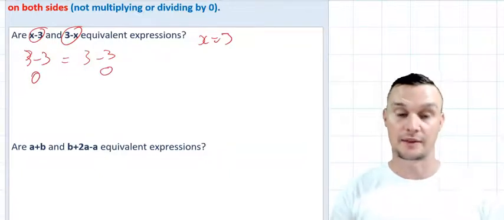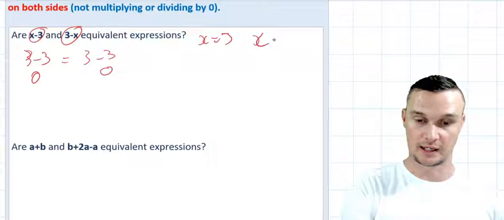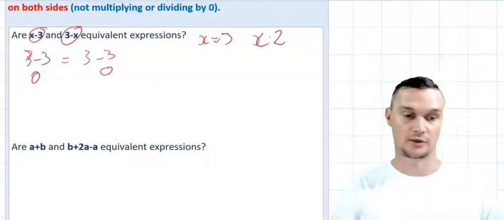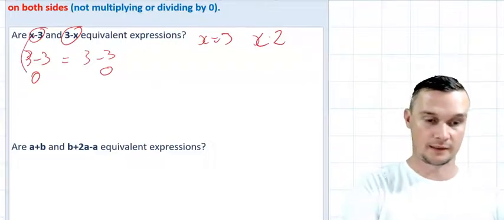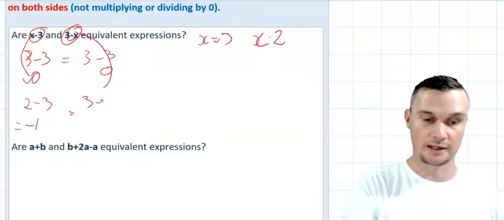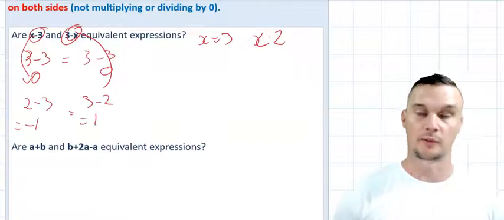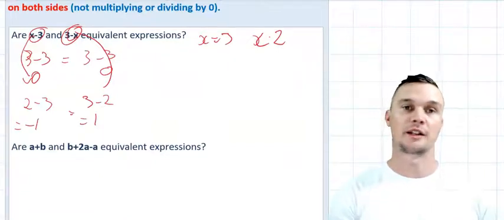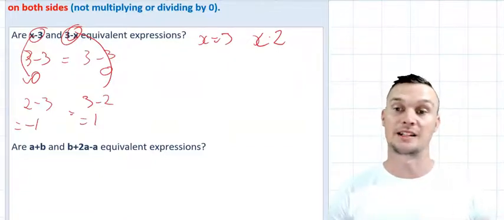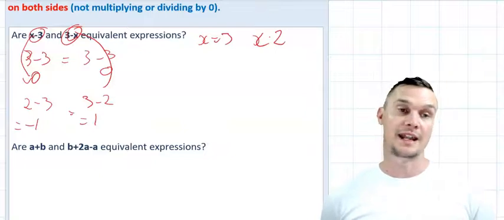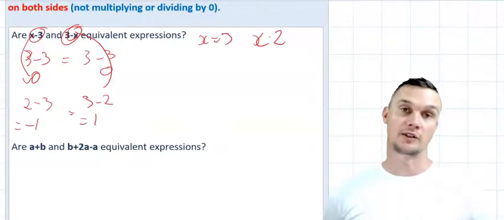However, if I choose another value, let's just say x equals 2. In this expression, 2 minus 3 equals negative 1. But for this expression, 3 minus 2 equals positive 1. So they're not actually equivalent because we get different values or different answers depending on what you substitute in for x.